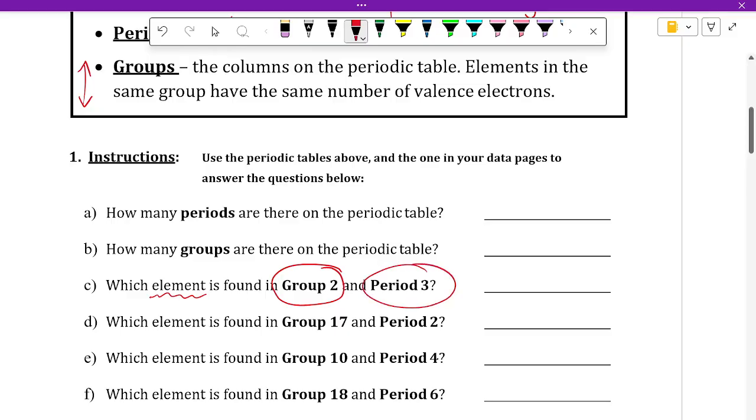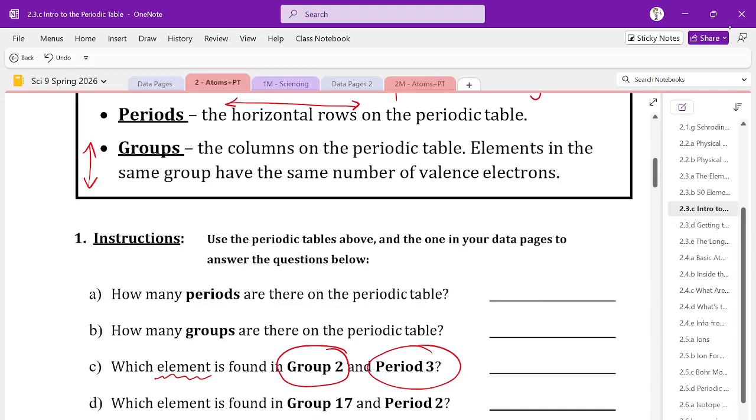So you would need to get your periodic table. So to make sure you have your yellow periodic table out, is there anyone who needs one? Anyone need a periodic table? We're good? All right.